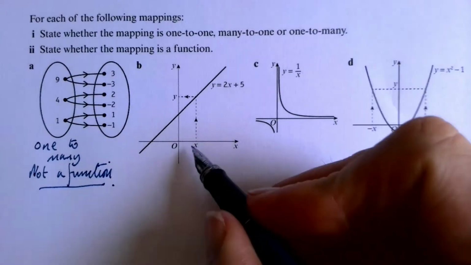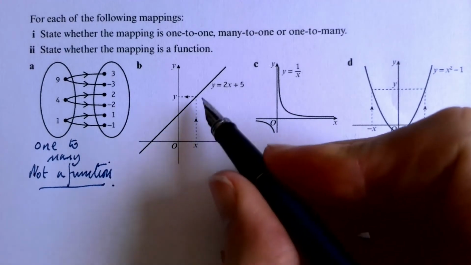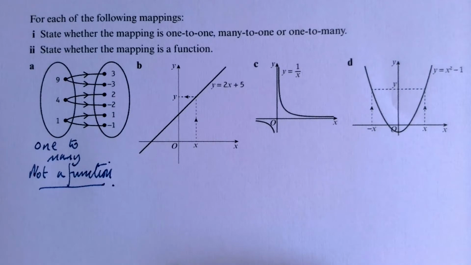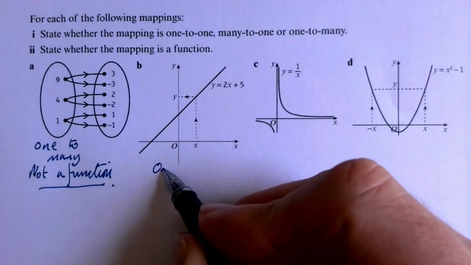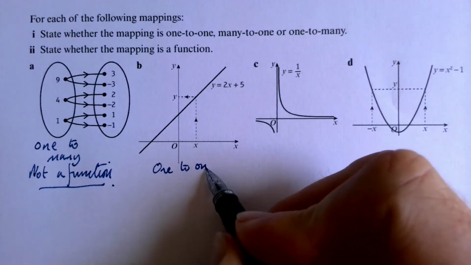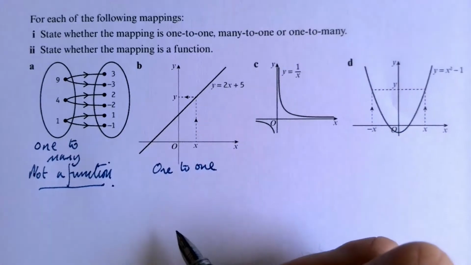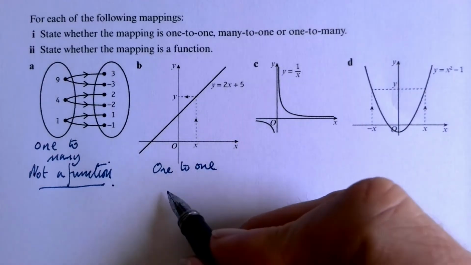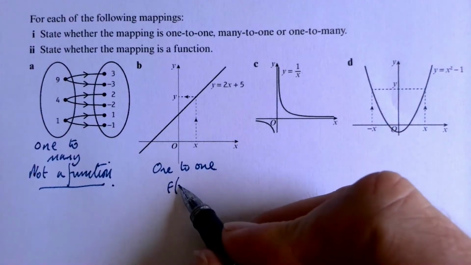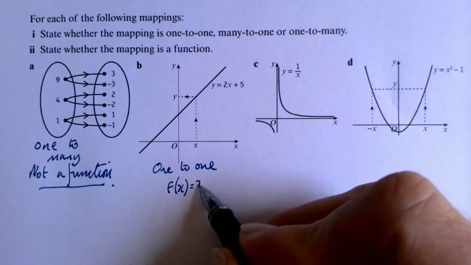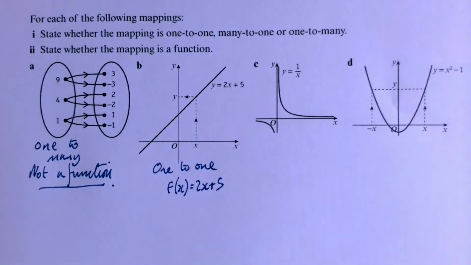B, every value of x is going to give you one value of y, so that is one to one. And you can have a function of that, y equals 2x plus 5, you can write it as f(x) equals 2x plus 5, and that's absolutely fine.